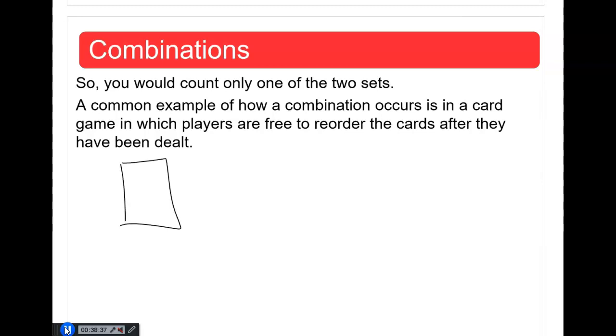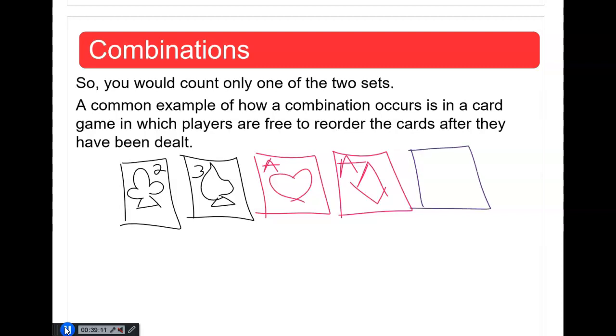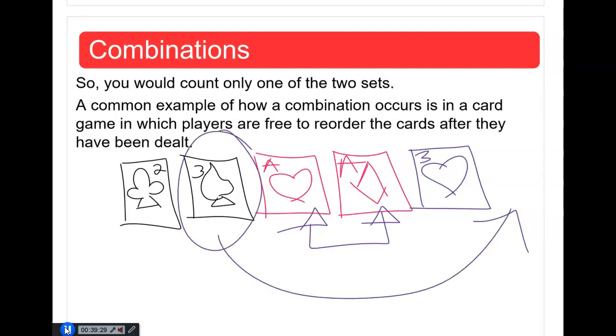And let's pretend that you get a 2 of clubs, and then you get a 3 of spades, and then let's pretend that you get an ace of hearts, and then you get an ace of diamonds, and then you get a 3 of hearts as well. So you could say that you have 2 pairs because you have a pair of aces, but also you could reorder your cards.